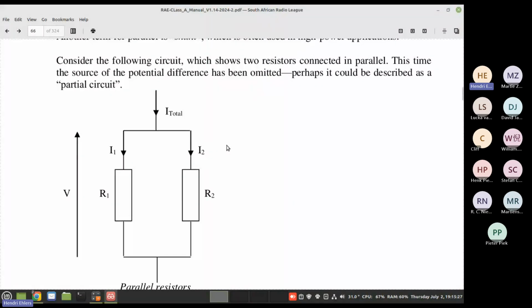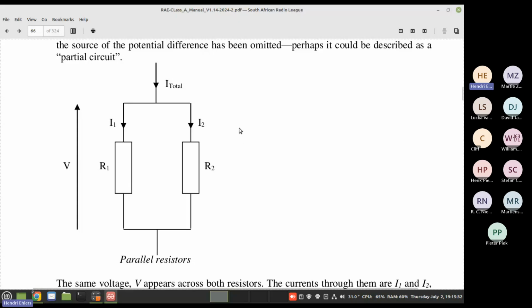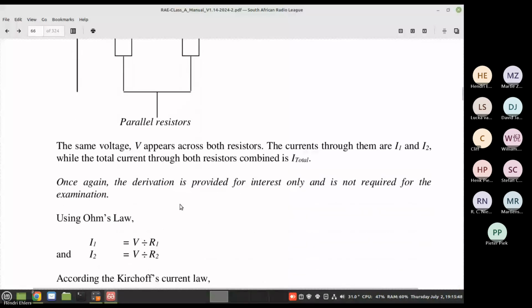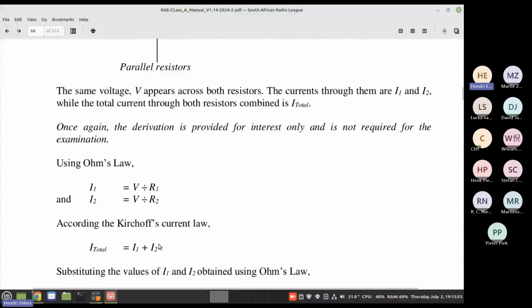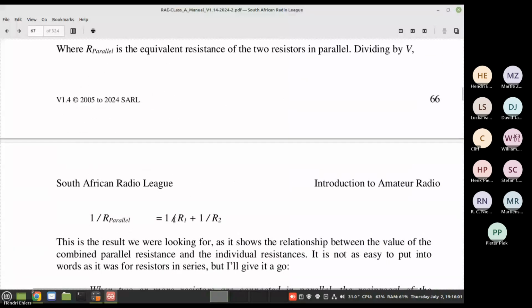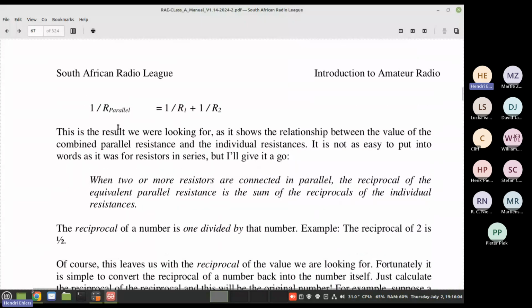Right, here they show two resistors connected in parallel. We know that all the current that comes in here splits up and gets added together when it comes out again. Whatever goes in there comes out here. And then they say this is for interest only, so you can go and read through this, but this won't be part of the exam. But this is.